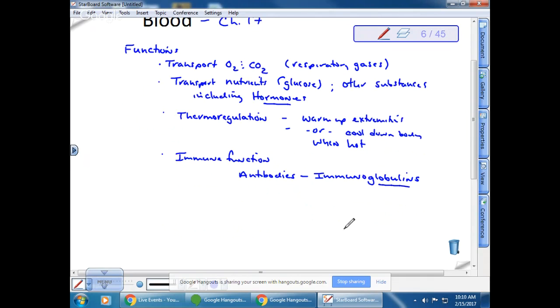So this is different than antibiotics, which are chemicals that we get primarily from bacteria and fungi and stuff like that. Antibodies have a particular shape, and they are Y-shaped molecules. And they are produced by leukocytes, which we'll talk about in detail today. So a leukocyte is a white blood cell.